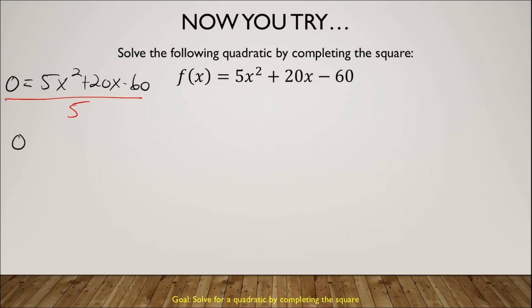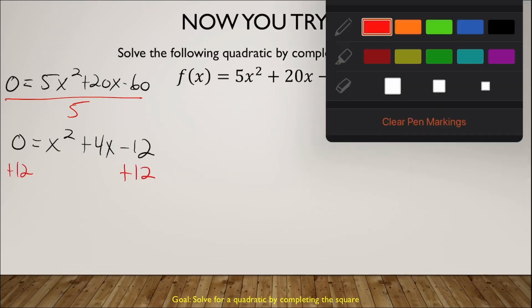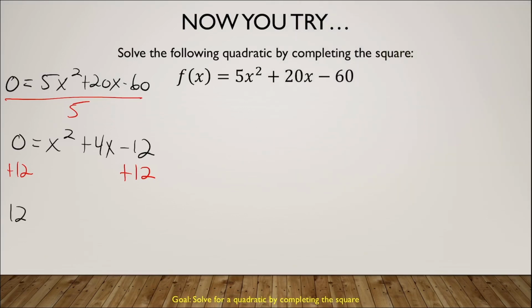0 divided by 5 is 0. We get x squared, 20 divided by 5 gives me a 4x minus 12. Okay, now I can just go on with just how it's typically done. Adding 12 to both sides. I get 12 equals x squared plus 4x.